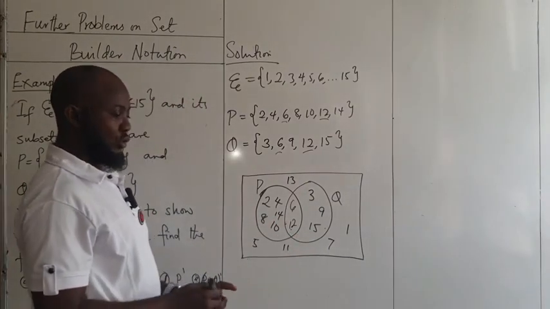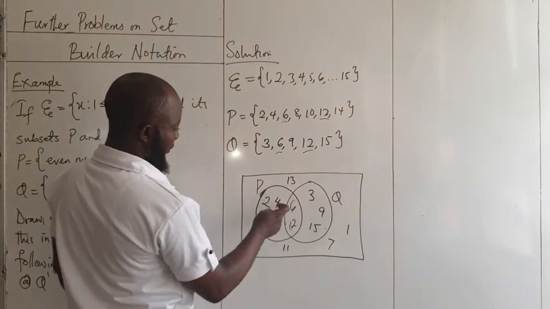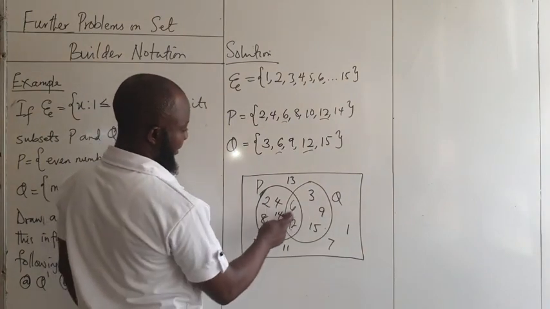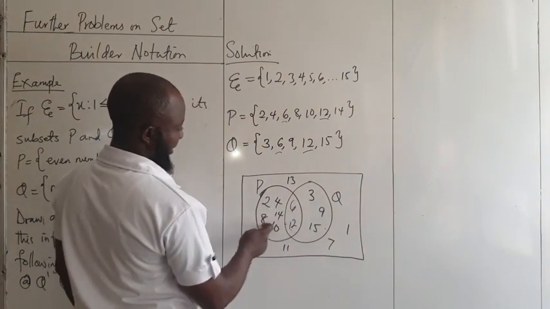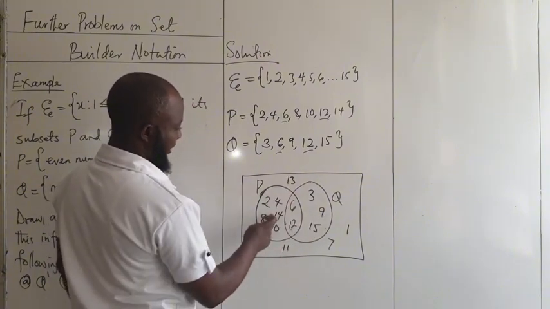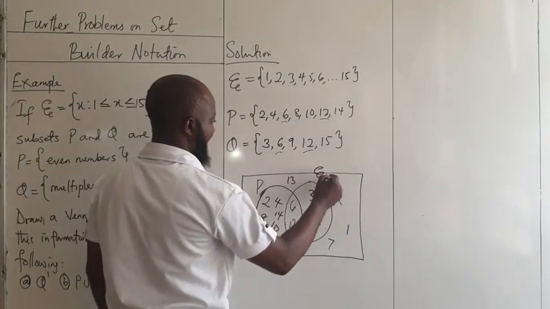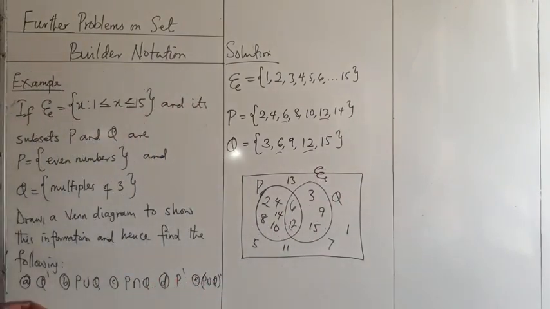So that is that. So we check. We are going to have 1, 2, 3, 4, 5, 6, 7, 8, 9, 10, 11, 12, 13, 14, 15, which covers the universal set. So this is the universal set here. We have answered the first question, which says draw a Venn diagram to show this information. We are done with that one.